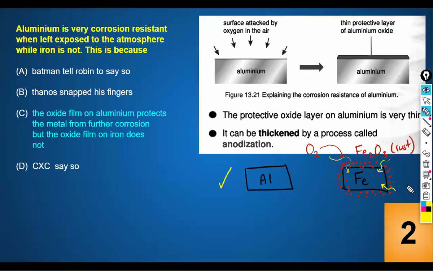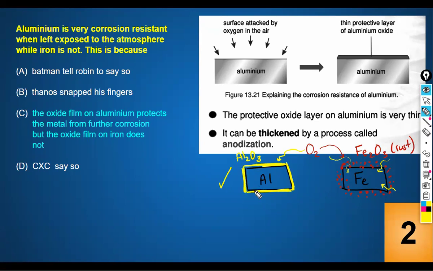It's almost the same thing with aluminum. When oxygen reacts with aluminum, it forms Al2O3, just like how iron will form Fe2O3. But the nice thing about Al2O3 is that it's not flaky. It forms a nice solid layer.